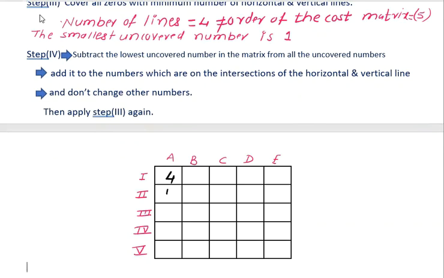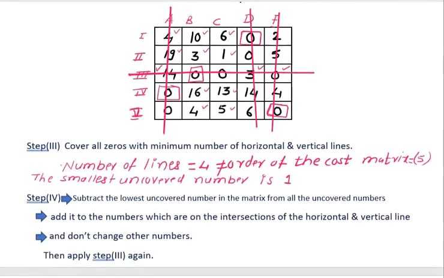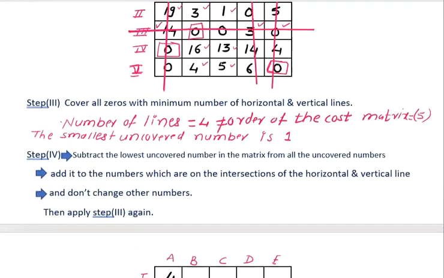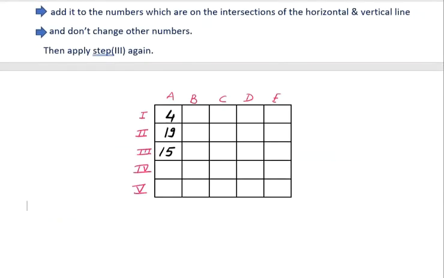Four and 19. Next, at the entries on the intersection of horizontal and vertical lines, we have to add the smallest uncovered number, which is 1. So 14 plus 1 is 15. Next number in the first column is 15. Then the other numbers are 0, 0. Do not change these two numbers.